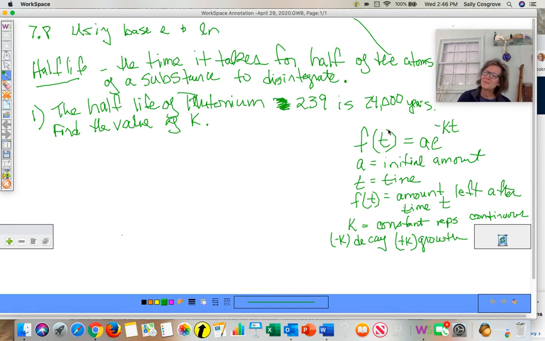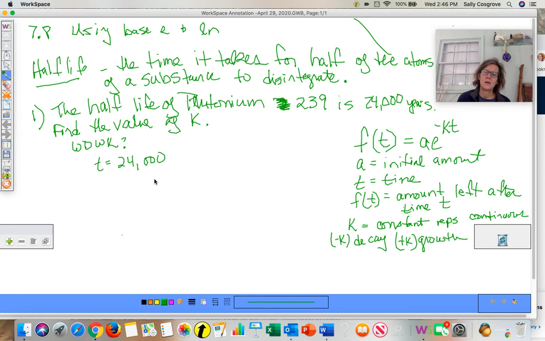All right. So this is the equation that we're going to be using for most of this unit or section. So what do we know? According to this, the half-life of plutonium-239, 239 is the name of the isotope. It is not a number to use in the equation. What do we know? 24,000 years. Which is that? We know the time is 24,000 years.